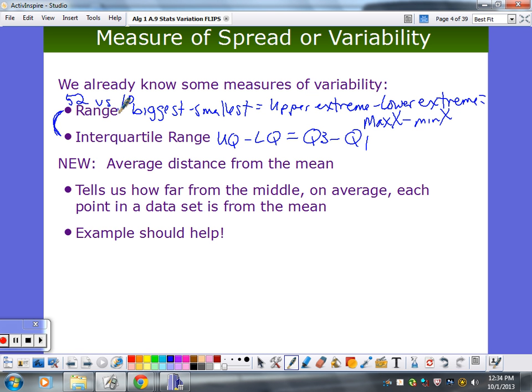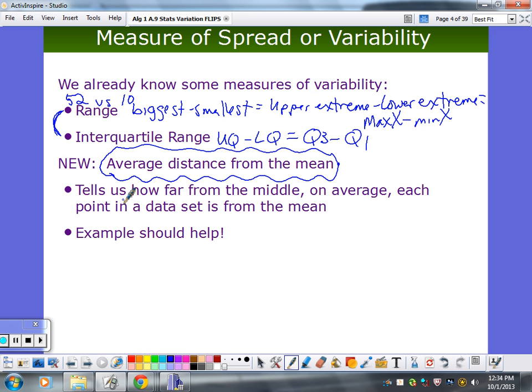Looking at variability, how can I tell if my numbers are alike or if my numbers are different? In this case, some of the numbers are really different, and in this case, they're less different, because of range. Well, we're going to look at other measures of spread. And we're going to look at this idea of average distance from the mean. That's kind of a new idea.